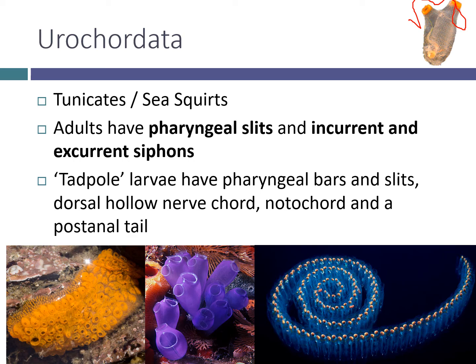They have tadpole larval stages, so they look completely different between their larval and adult stages. We call it tadpole because it resembles an amphibian's, a frog's, tadpole stage. They've got pharyngeal bars and slits. They have the dorsal hollow nerve cord and a notochord and a post-anal tail, which is why they're in this grouping, even though as an adult, they've lost all that stuff. And these are some really cool pictures of them out in the wild.